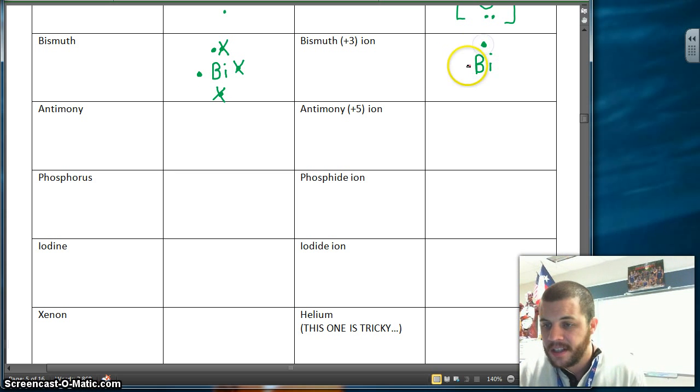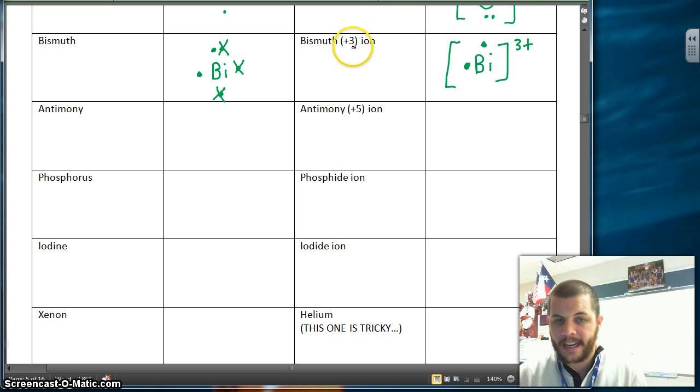Now it still has 2 electrons, because it only formed a +3 ion. So we're still going to put it in brackets, and we're still going to give it a charge. Okay, so that's the idea behind the Lewis dot structures of atoms and the Lewis dot structures of ions.